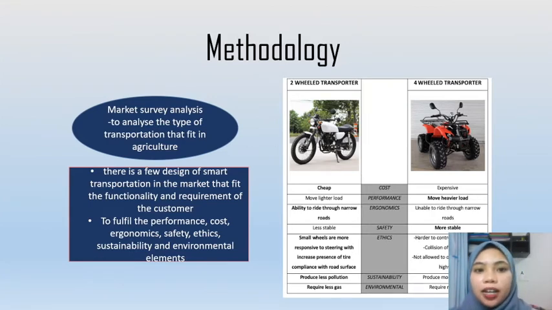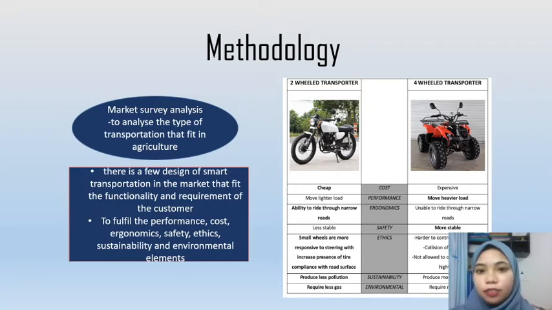We have done a market survey analysis, which is to analyze the type of transportation that fits in agriculture. There are a few designs of smart transportation in the market, and they fit the functionality and requirements of the customer's needs. And we have also researched a transporter that fulfills the performance, cost, ergonomic, safety, ethics, sustainability, and environmental elements.